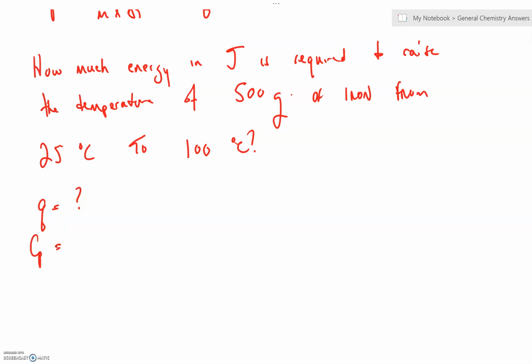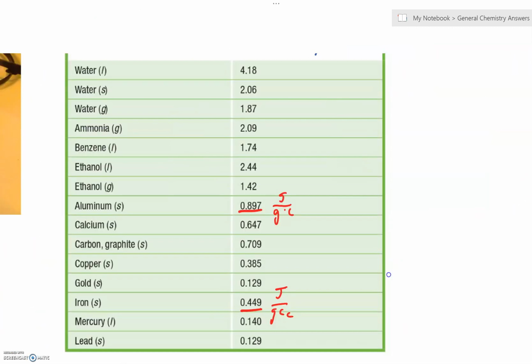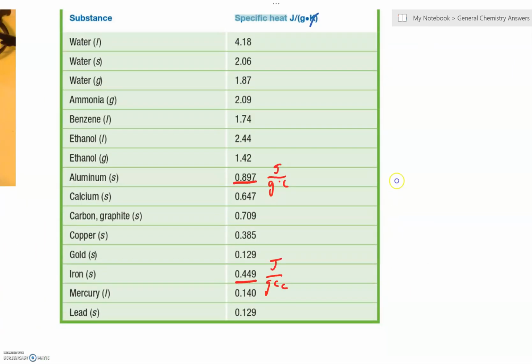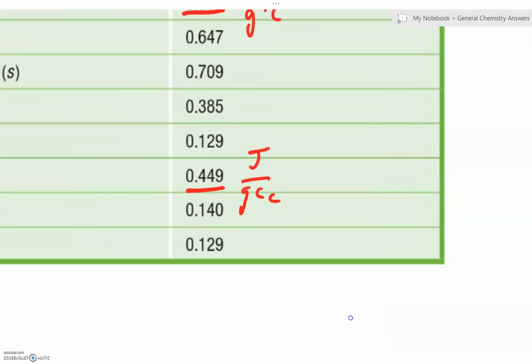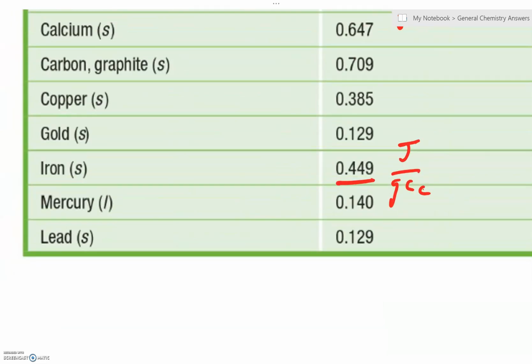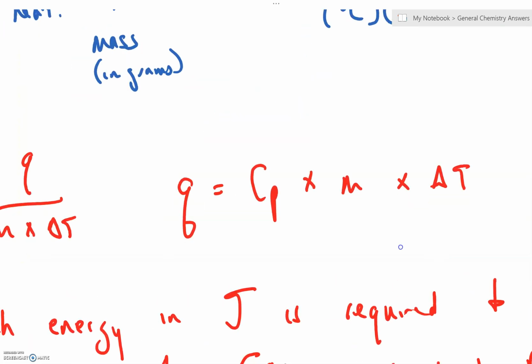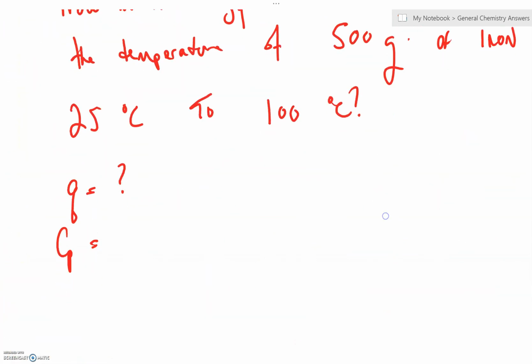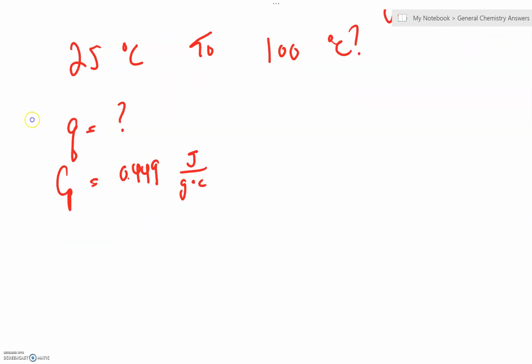Cp is something that we're usually given. It's often in a table. And so here is our table that tells us that iron has a specific heat of 0.449 joules per gram degrees Celsius. So we'll put that right here: 0.449 joules per gram degrees Celsius.